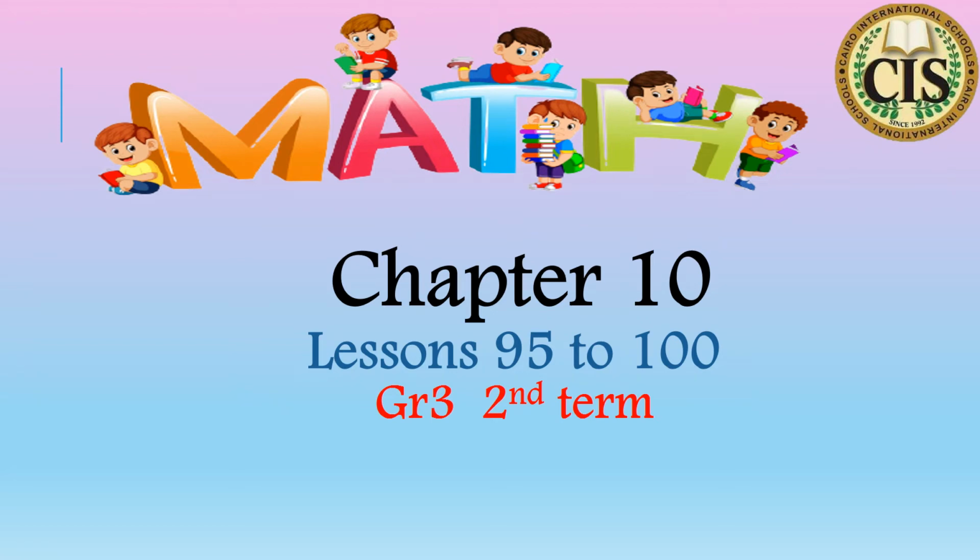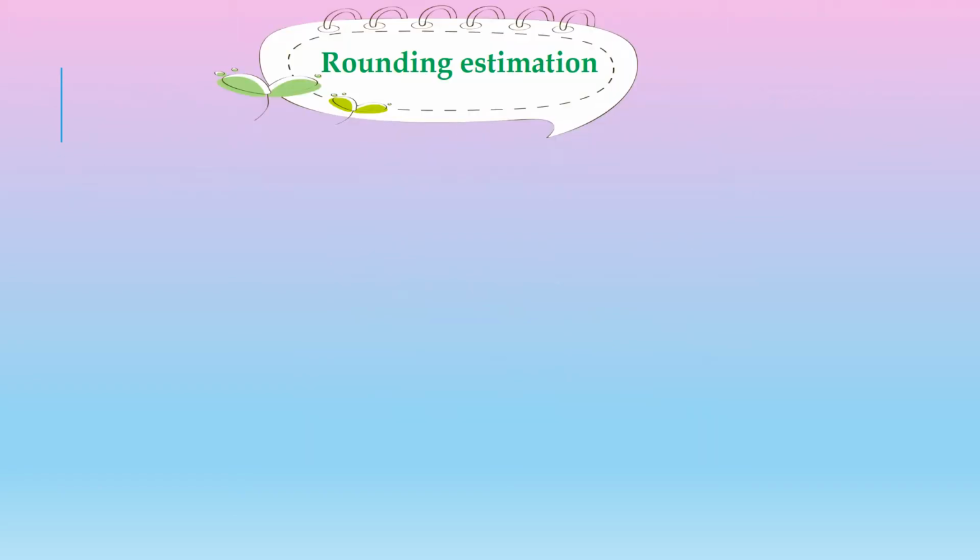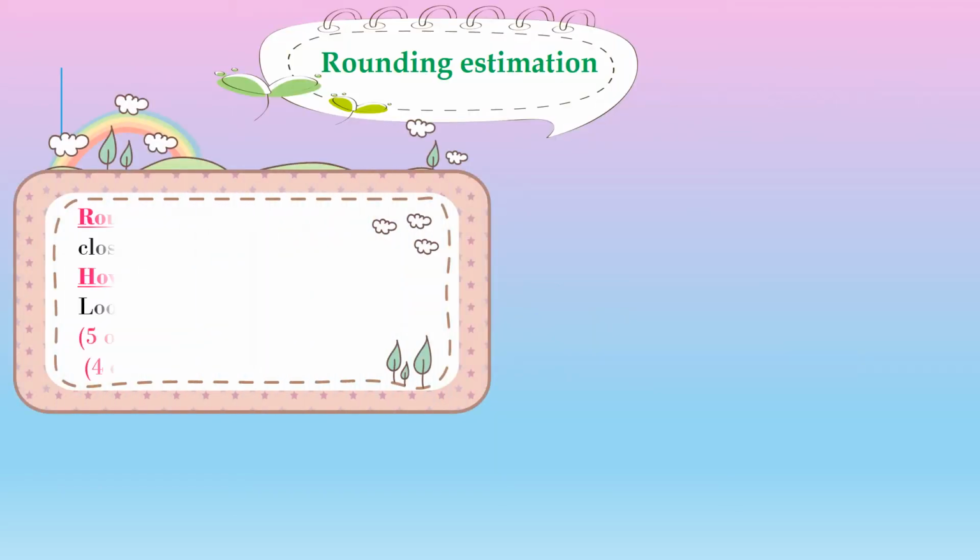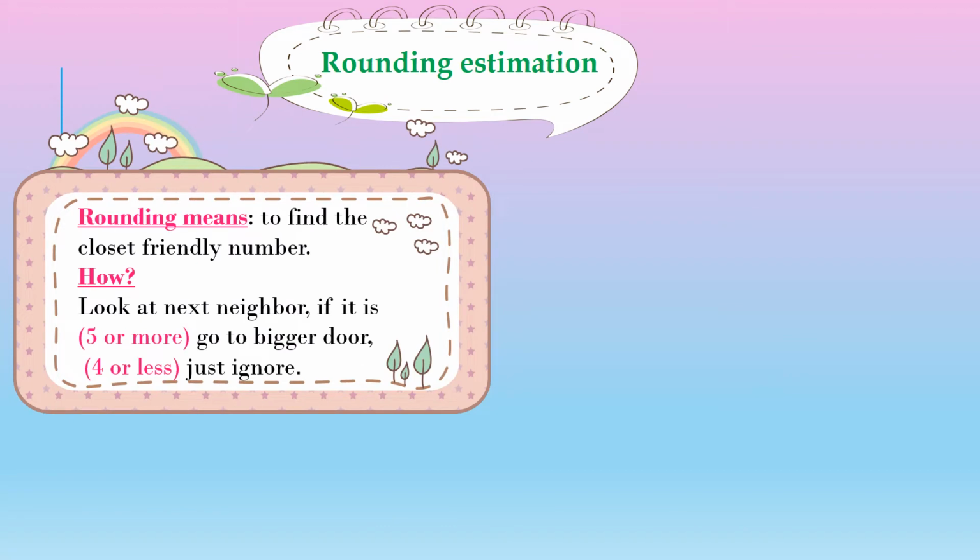Hello grade 3. In this video we will complete chapter 10 lessons from 95 to 100. Rounding estimation. Let's remember rounding. Rounding means find the closest friendly number. How? Look at the next neighbor. If it's 5 or more, go to the bigger door. 4 or less, just ignore.